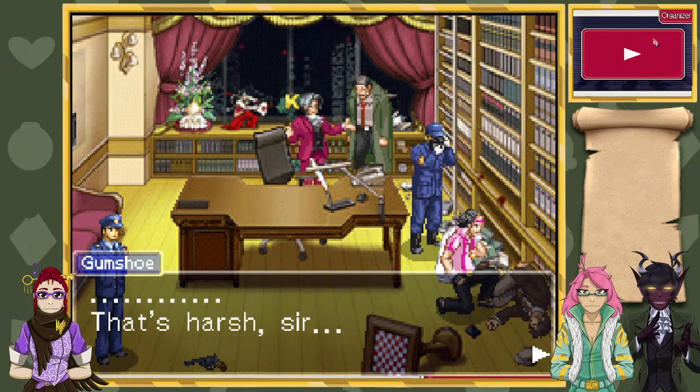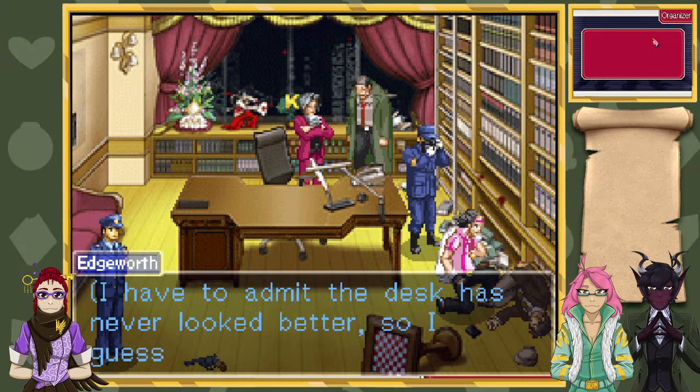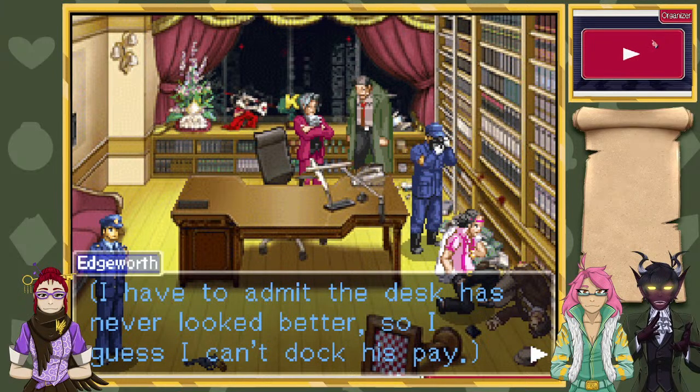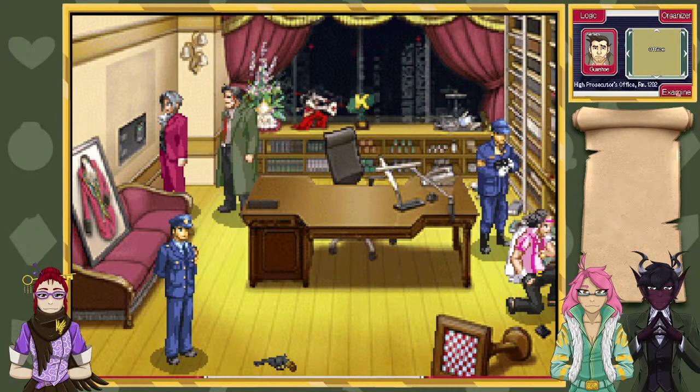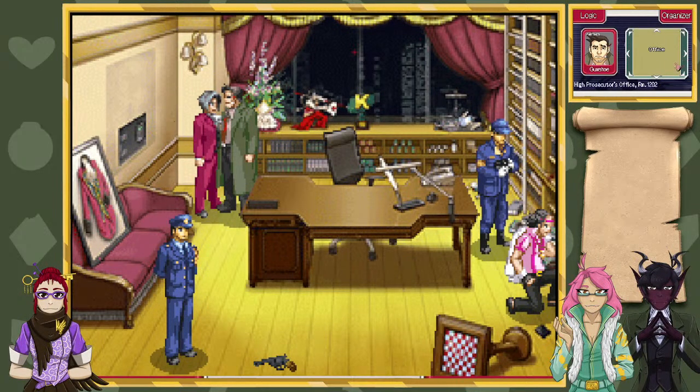That's harsh, sir. I have to admit, the desk has never looked better, so I guess I can't dock his pay. Okay. Stop docking his pay, Edgeworth. Please don't dock his pay. I know we examined this. Should I examine it again? I don't think it goes away if I examine.